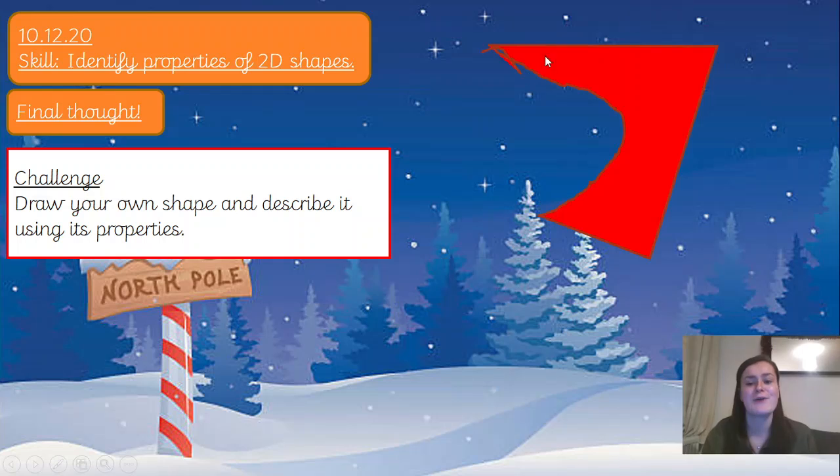Okay, so have a go at drawing your own shape just like I've done mine as your challenge today, and then have a go at describing it using its features.